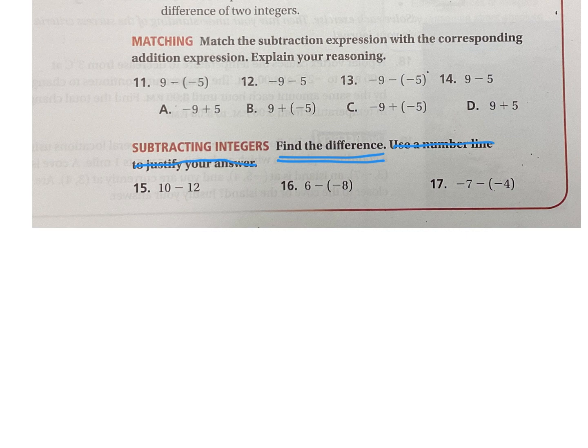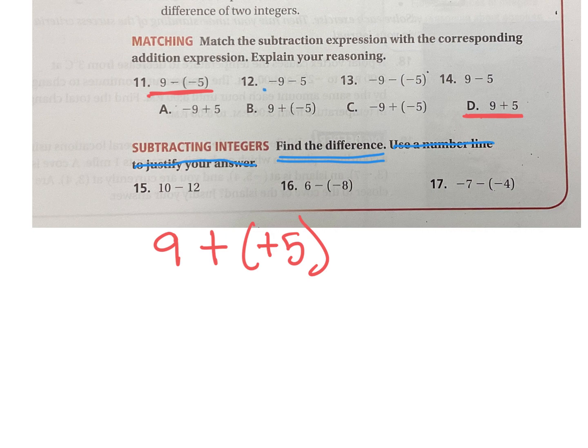All right, let's start with 11. So we have to match 11 up with either A, B, C, or D. Now, 9 minus a negative 5. Instead of subtracting, I'm going to add the opposite. So if I see something that says 9 plus 5, that one matches up. And I see that D is the correct answer.